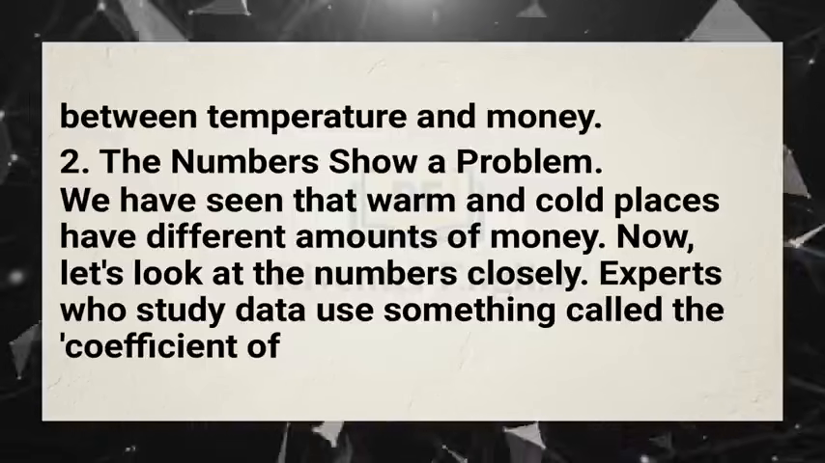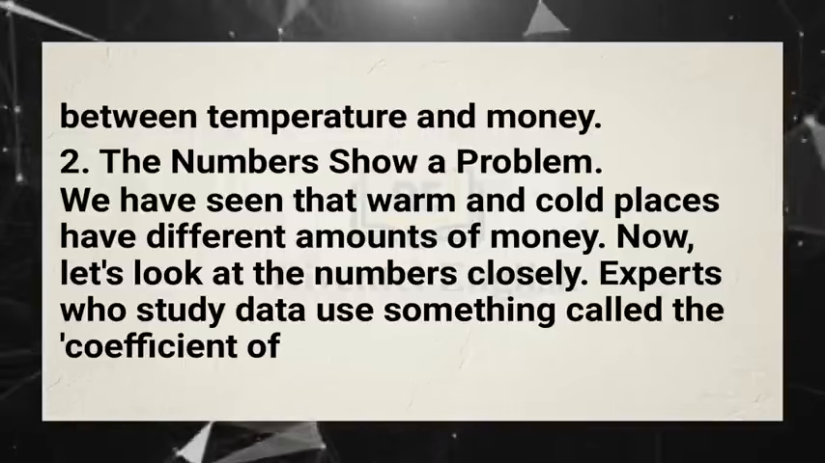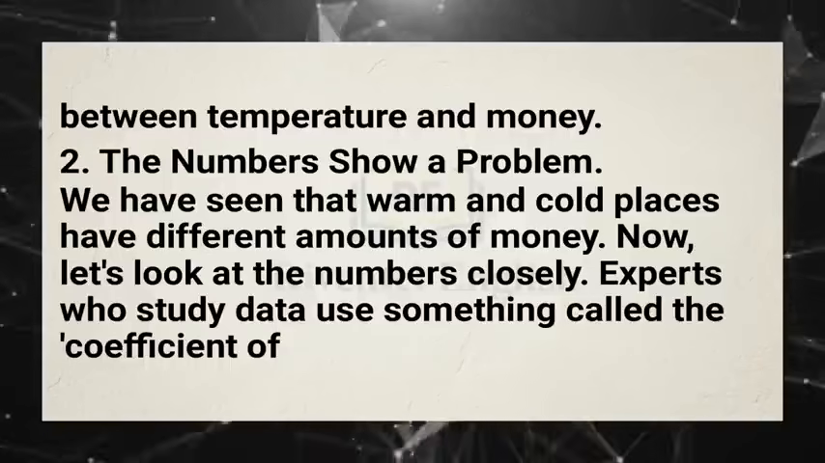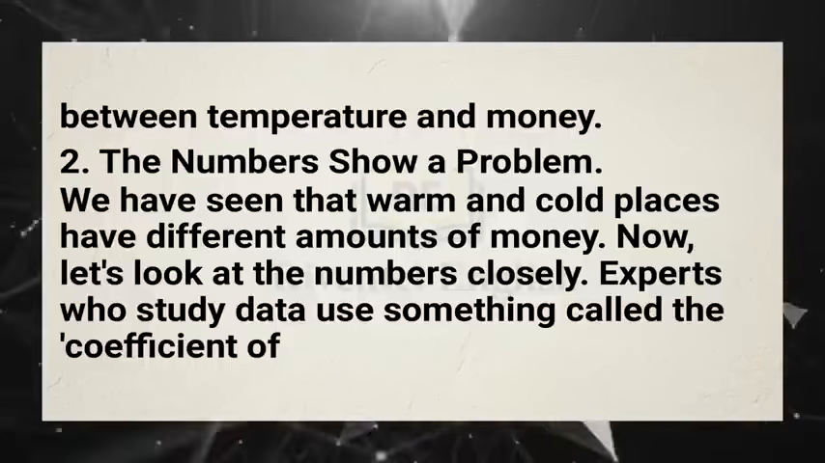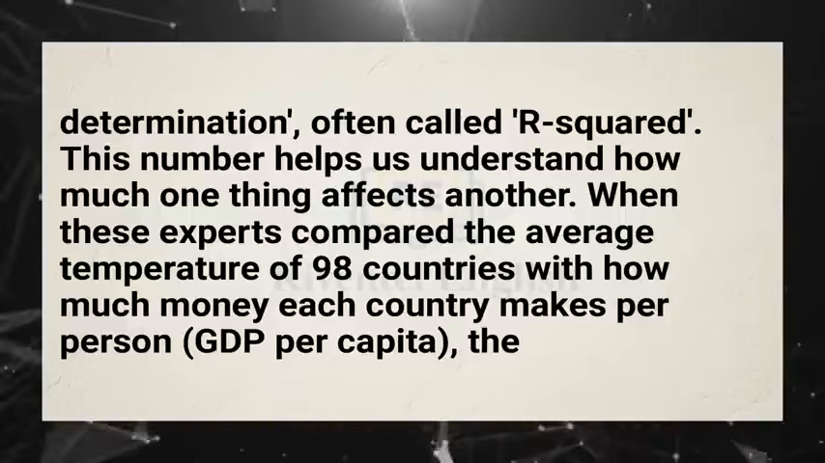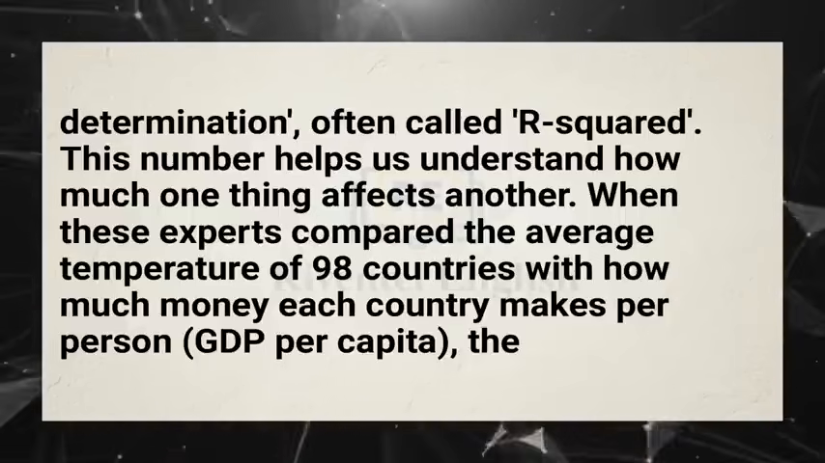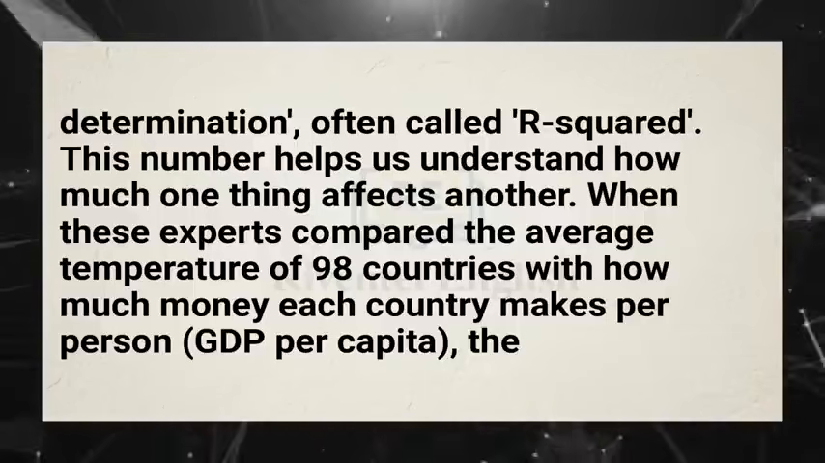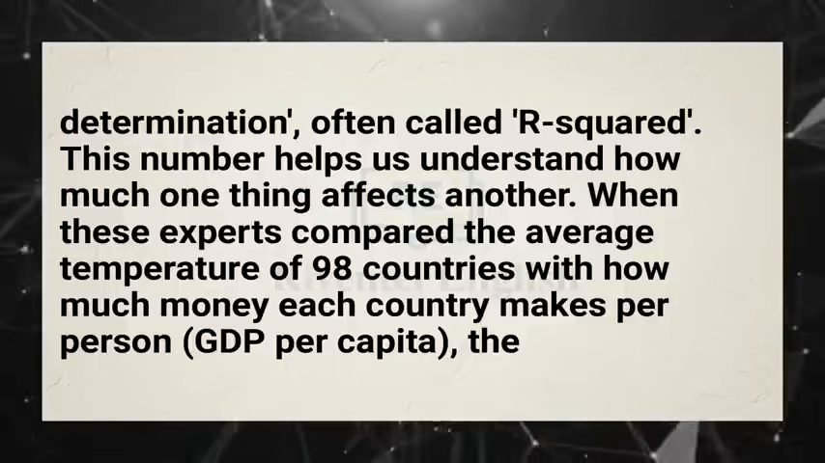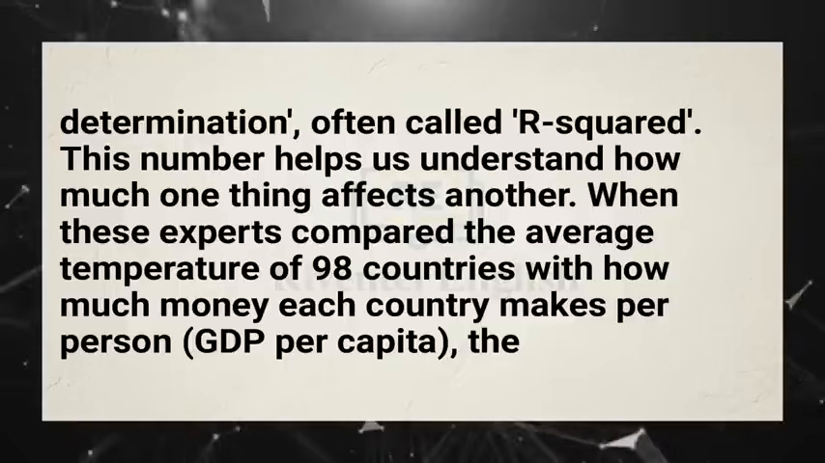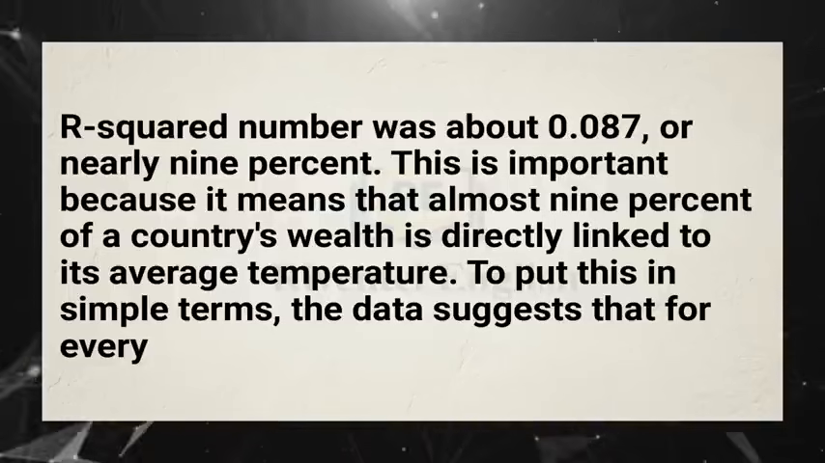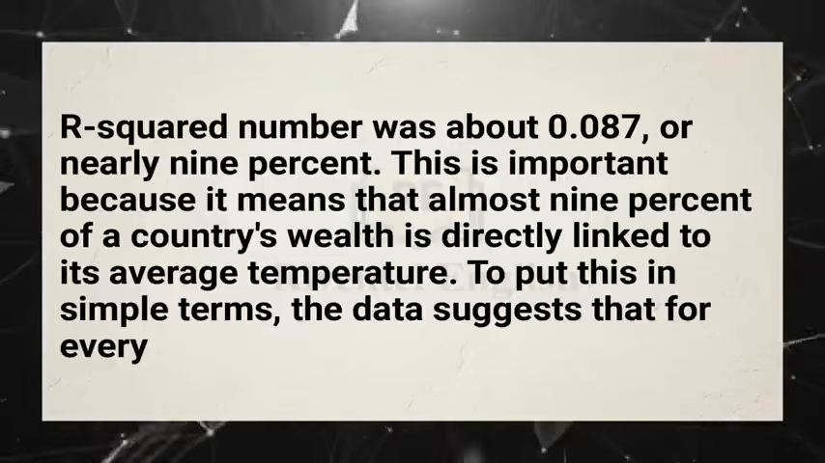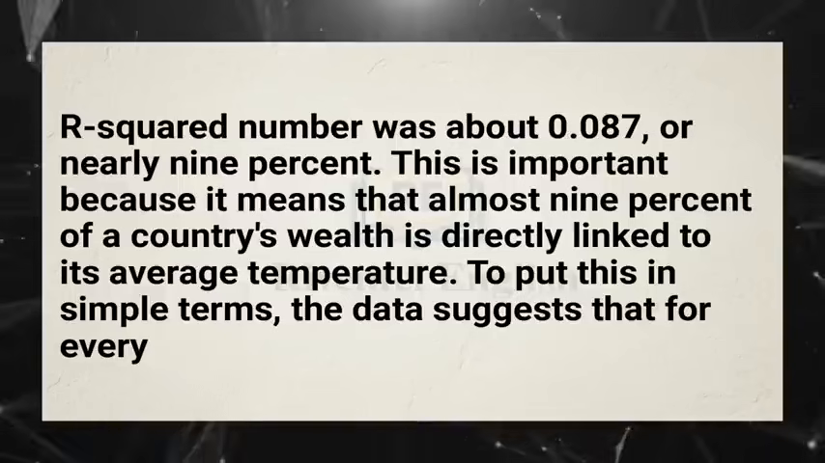2. The numbers show a problem. We have seen that warm and cold places have different amounts of money. Now, let's look at the numbers closely. Experts who study data use something called the coefficient of determination, often called R-squared. This number helps us understand how much one thing affects another. When these experts compared the average temperature of 98 countries with how much money each country makes per person, GDP per capita, the R-squared number was about 0.087, or nearly 9%. This is important because it means that almost 9% of a country's wealth is directly linked to its average temperature.